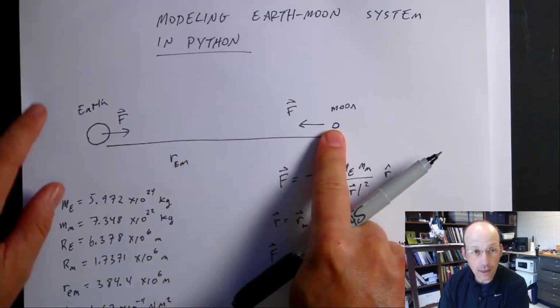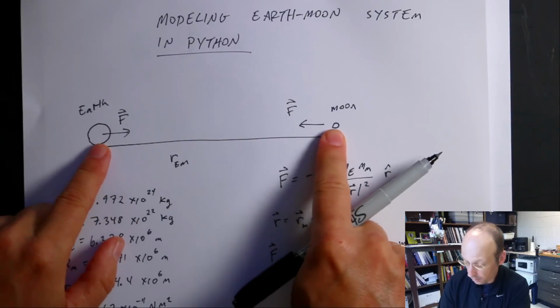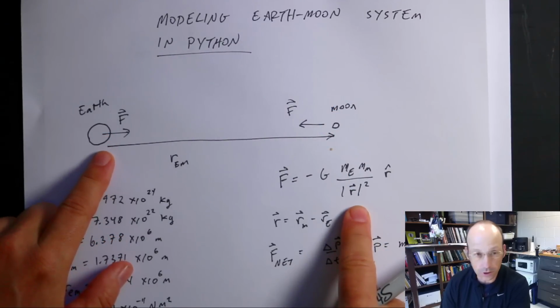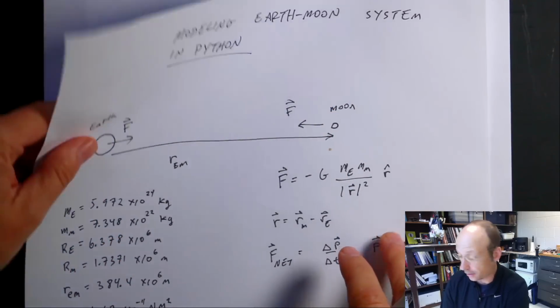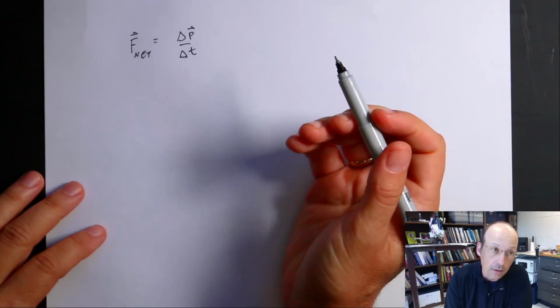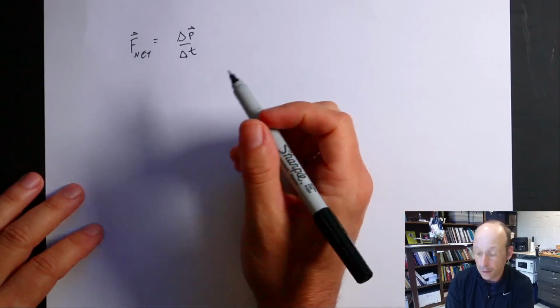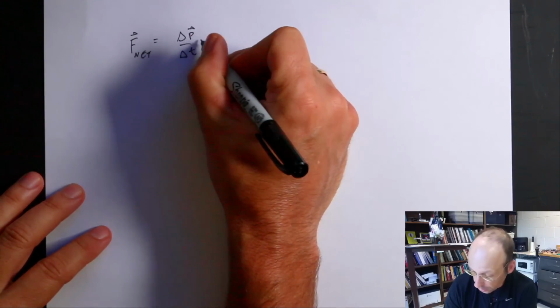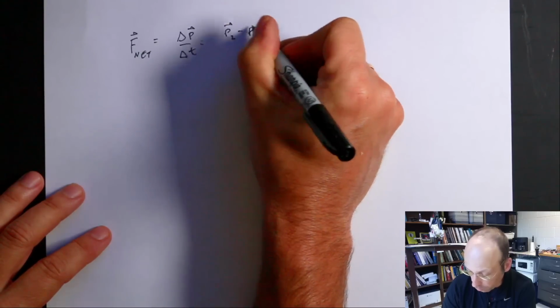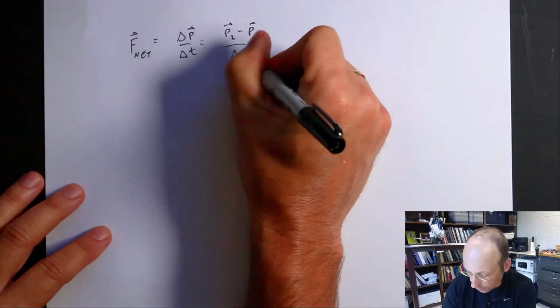If the Moon and the Earth move anyway, then this force is going to change because r will change. So the force is not going to be constant, and that's what makes this kind of difficult. But if I assume it's constant by taking a short time interval, then I can say the change in momentum is going to be P2 minus P1 over delta t.